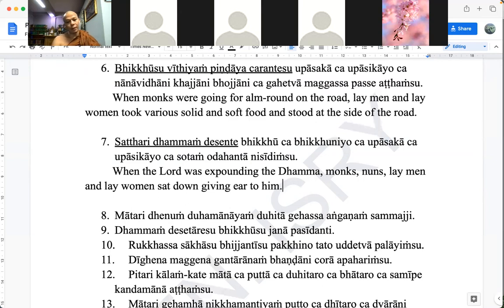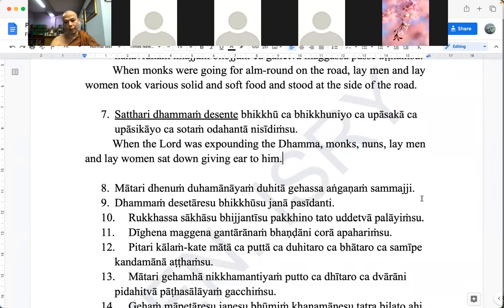So Sattari Dhamman desenate, bhikkhu ca, bhikkhuniyo ca, upasaka ca, upasikayo ca, odahanta nisidimsu. When the Lord was expounding the Dhamma, monks, nuns, laymen, and laywomen sat down, giving ear to him.